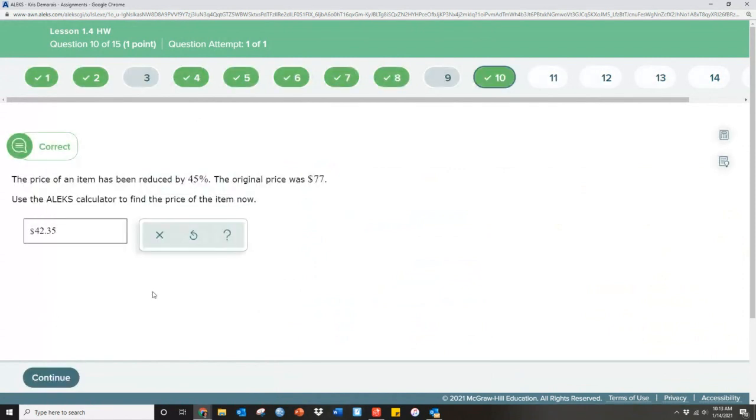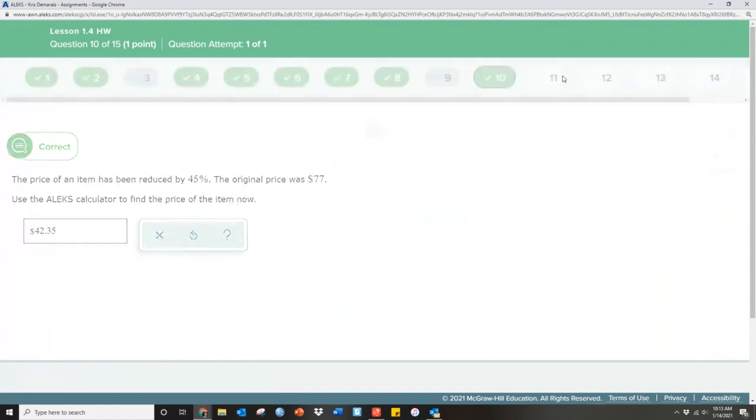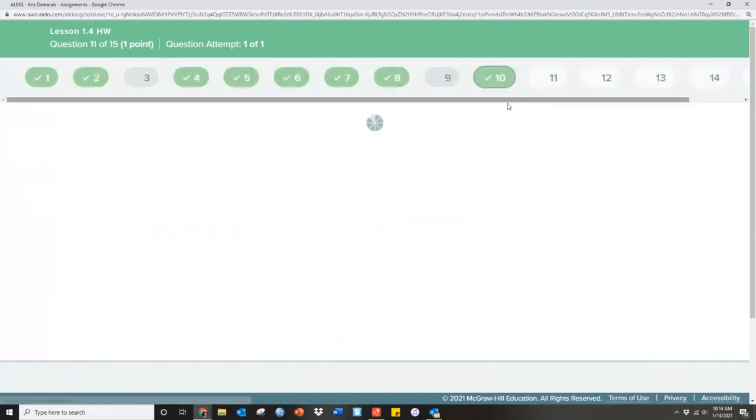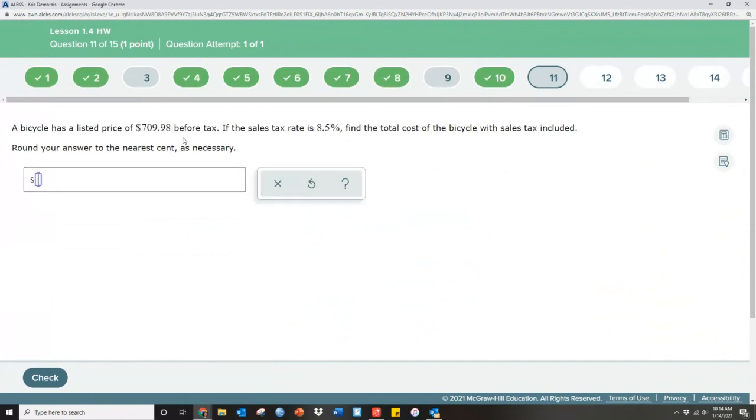I really hope that I made that easy for you. I'm trying to make it easy. When it's reduced, it goes down, right? So you subtract from 100. If it's increased, then you add it to 100. And then it'd be like 145%. All right. Round your answer as instructed.